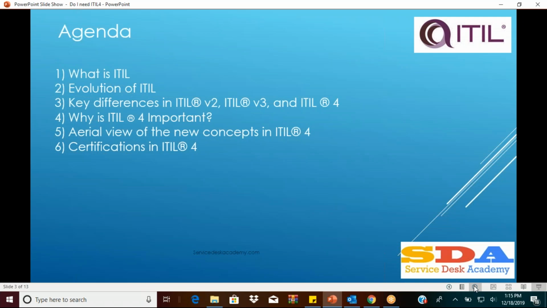And then the fifth topic would be a view of the new concepts in ITIL 4. So we would just try to understand what are the new concepts that have been introduced in ITIL 4. And then the last topic would be certifications in ITIL 4. So we will just try to understand what are the different certifications that there are in ITIL 4 and what is the importance of those different certifications.